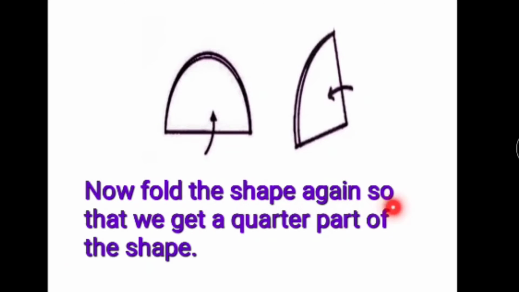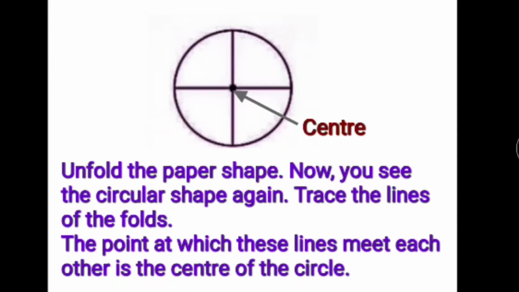Now fold the shape again so that we get a quarter part of the shape. Now here we fold the shape again, so we get a quarter part of the shape. Now unfold the paper shape. Now you see the circular shape again.